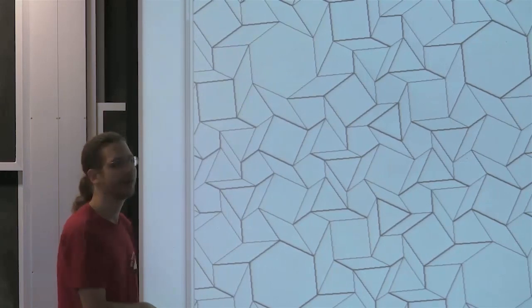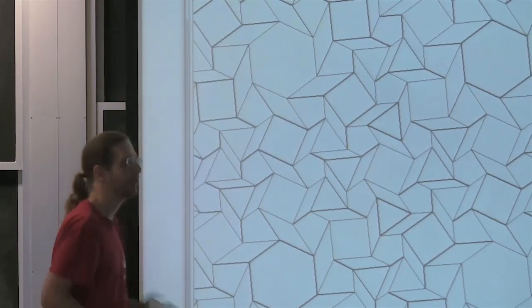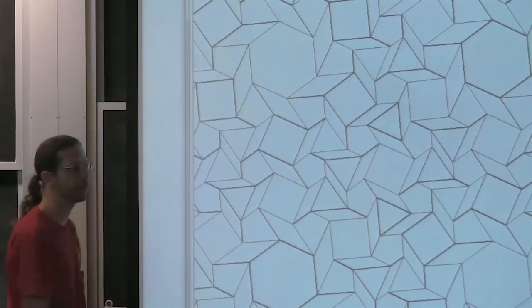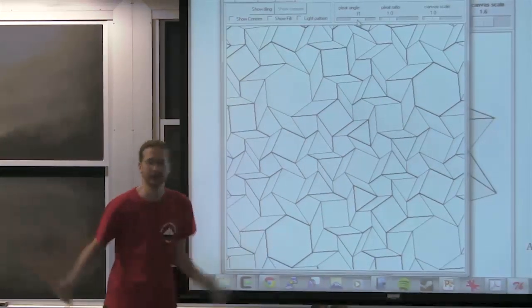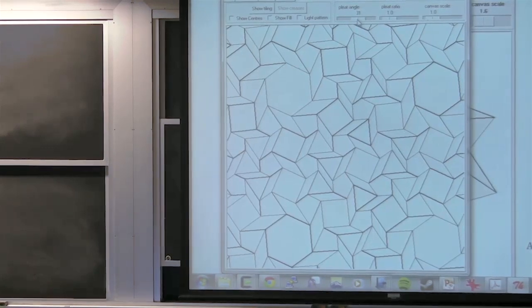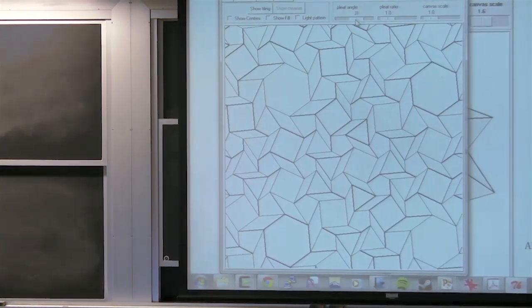It will fold flat. It doesn't work for all tessellations, and there's a paper characterizing which tessellations it works for. They're called spiderwebs. But it's a very simple algorithm, and it's led to tons of tessellations over the years. And you can export this to PDF, print it out, and fold it. It obviously takes a little while.